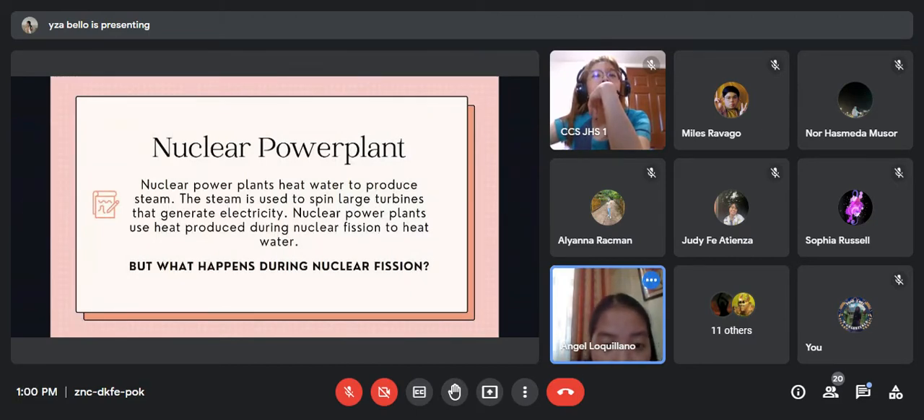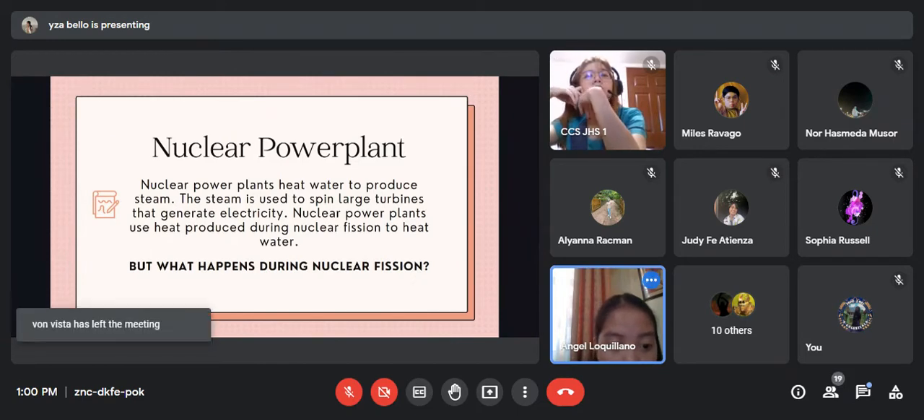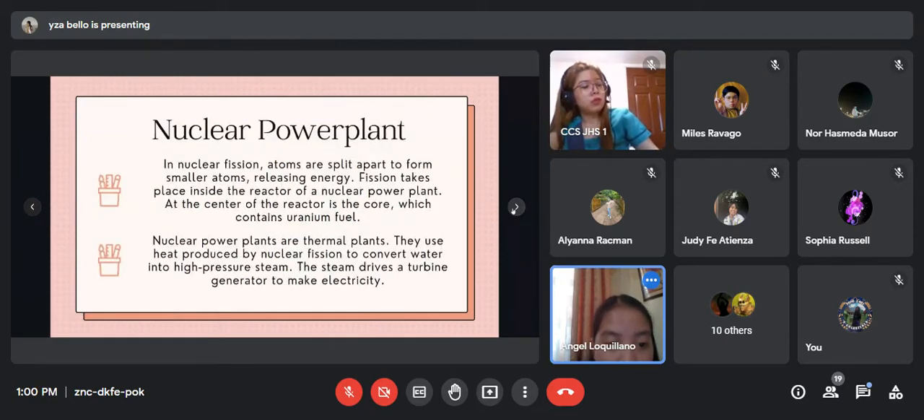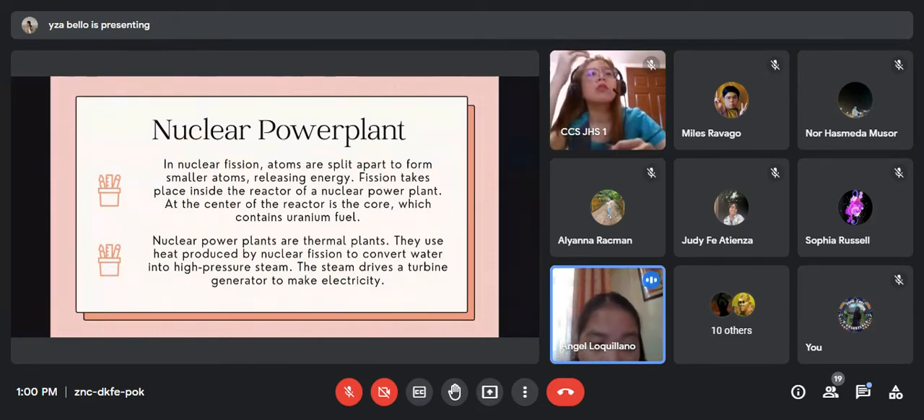Nuclear power plants heat water to produce steam. The steam is used to spin large turbines that generate electricity. Nuclear power plants use heat produced during nuclear fission to heat water. But what happens during nuclear fission? In nuclear fission, atoms are split apart to form smaller atoms, releasing energy. Fission takes place inside the reactor of a nuclear power plant. At the center of the reactor is the core, which contains uranium fuel.